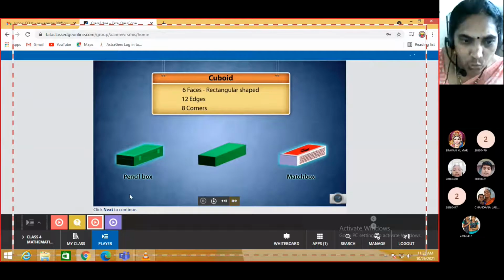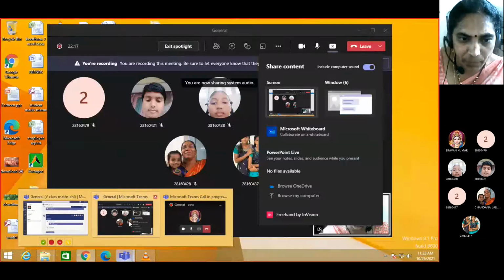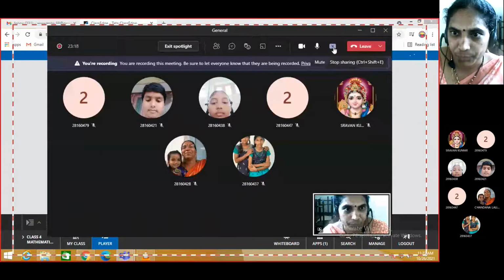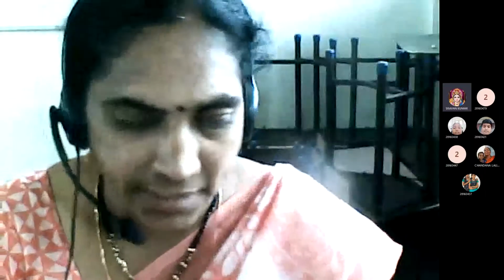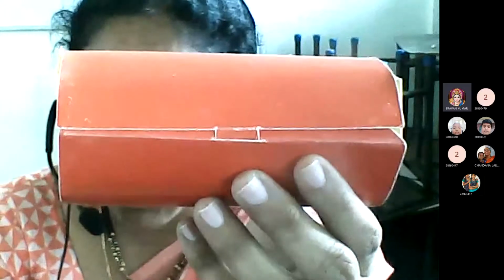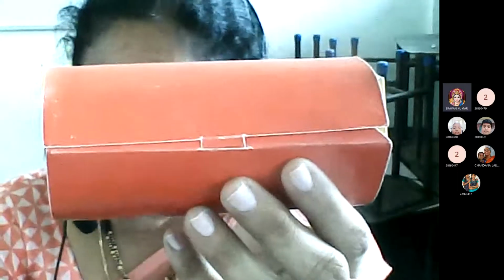Now let us move on with the next shape. Chakrika, what is the shape of your water bottle? The shape of my water bottle is cylinder. Yes, it is cylinder in shape. Here I'll show you one more shape. What is this shape? A cylindrical shape. Yes, it is cylindrical in shape.